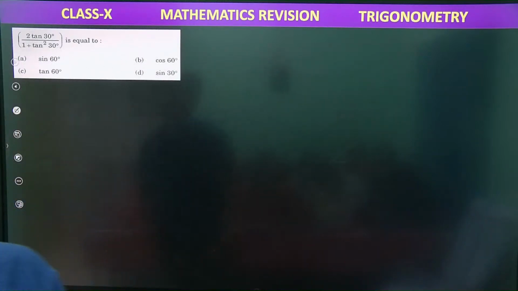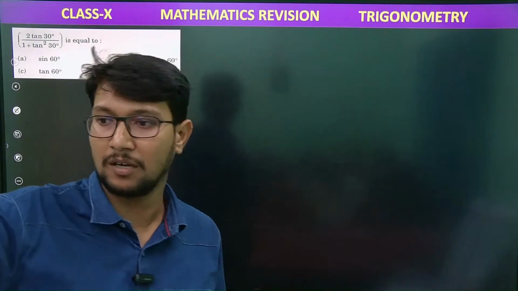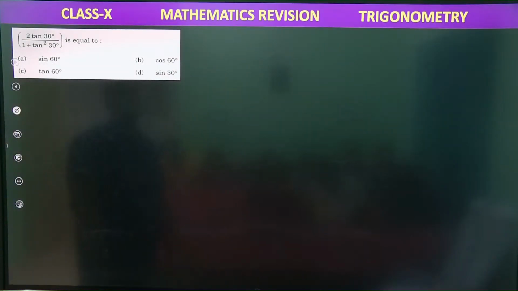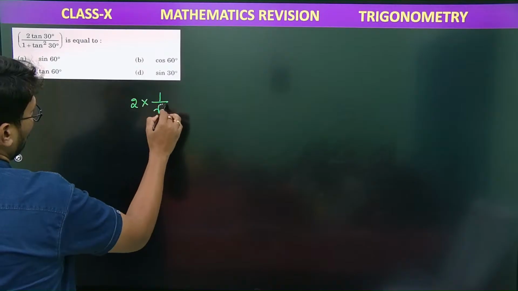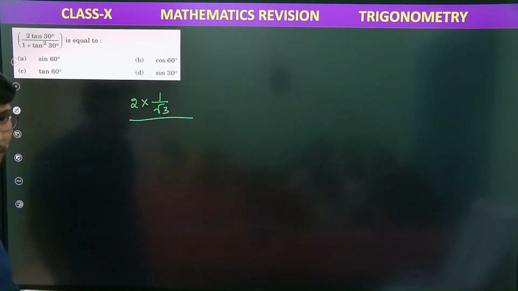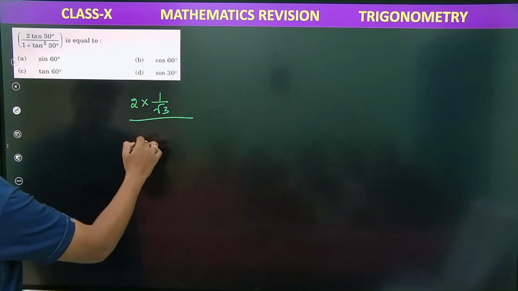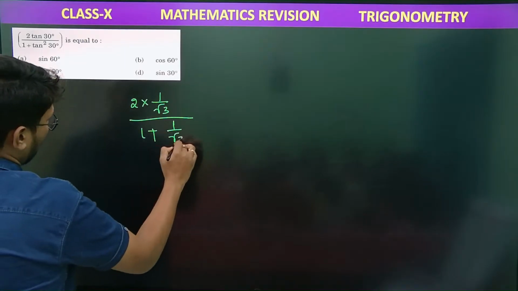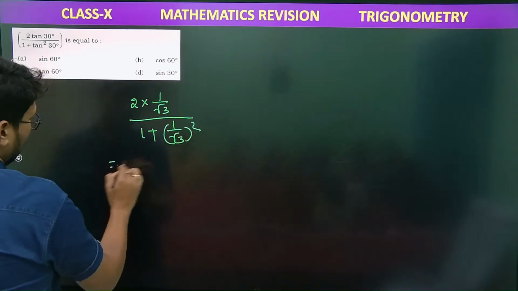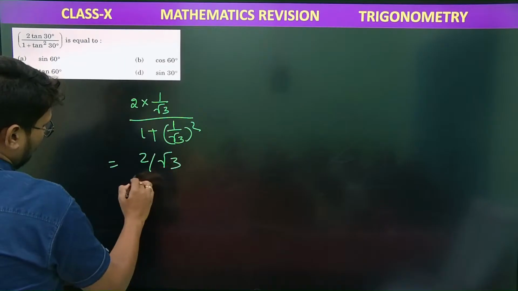Put in the value. Who can say what the value of tan 30 is? 1 by root 3. Very good. So 2 into 1 by root 3, divided by 1 plus tan square 30, which is 1 by root 3 whole square. So that is 2 by root 3.